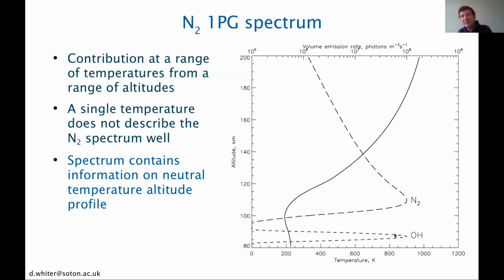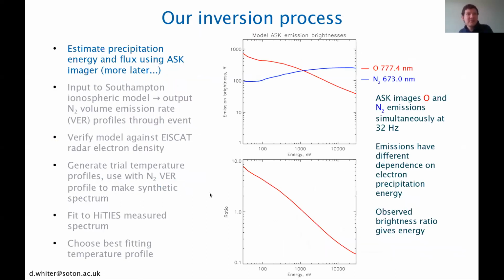Incidentally, the OH volume emission rate profile is much narrower. So other work has looked at the OH neutral temperature, and that's well fitted by a single temperature because it's a thin layer. The N2, which is higher up in the E region, is not a single temperature, it's this profile. Okay, so then how do we retrieve that profile? I'm just going to take you through the steps in the inversion process we use to go from the observed spectrum to the neutral temperature profile.